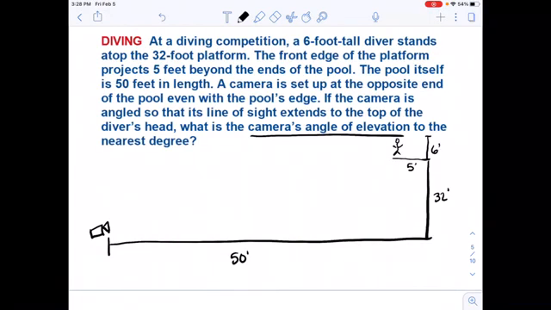A camera is set up at the opposite end of the pool, even with the pool's edge. If the camera is angled so that its line of sight extends to the top of the diver's head, so we're looking to the top of the diver's head, right here, what is the camera's angle of elevation? So our question here is, what is this angle?